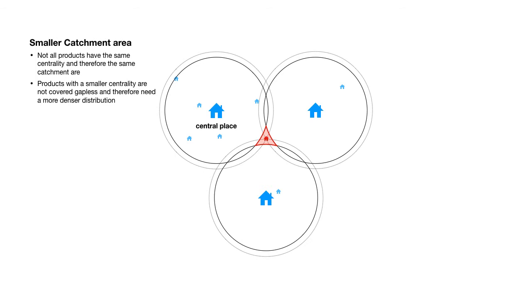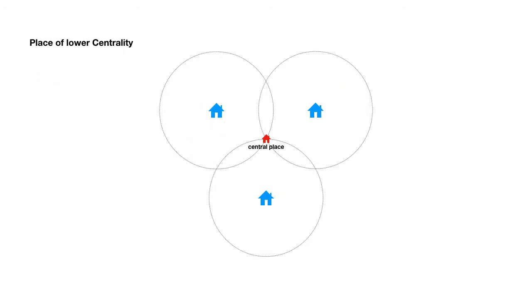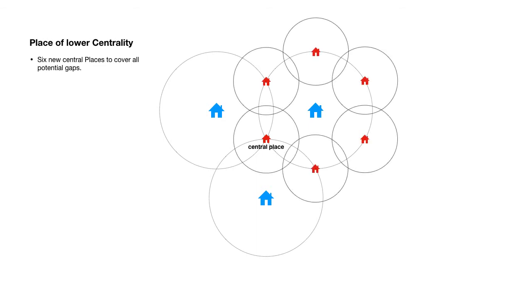In order to achieve a full supply, a more closely meshed distribution of cities with a lower centrality is needed. This means there must be a new central place which is providing products of a smaller centrality. To cover all potential gaps, again, 6 central places with a lower centrality are allocated around the first city. This more central place is also covering one part of the mesh and therefore products of both low and high centrality. And again, a hexagonal pattern is dividing these central places evenly.